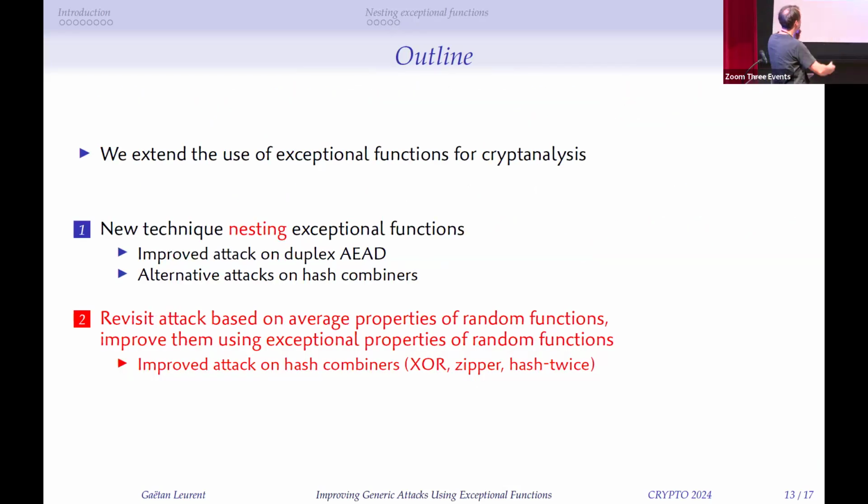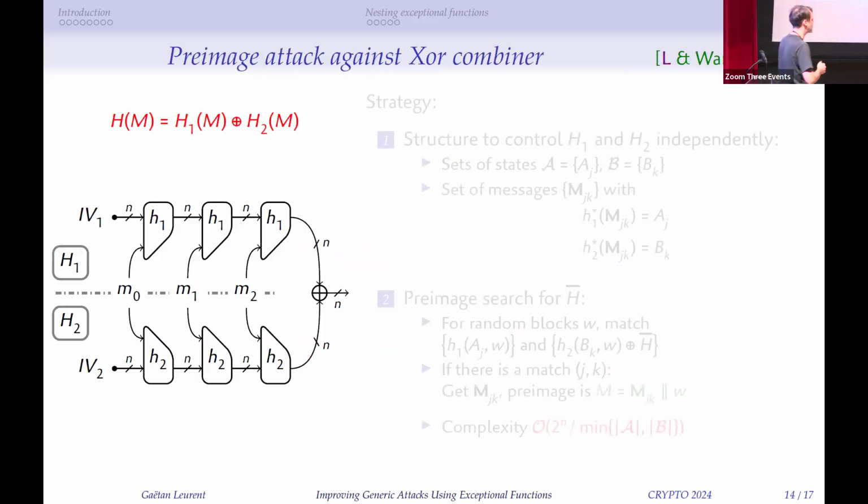So I now move to the last section. We're going to look at various attacks in the literature that are based on average properties of random functions, and we show that some of them can be used using exceptional properties. And in particular, we look at hash combiners like the XOR combiner, the zipper combiner, or hash twice. So let's start with the XOR combiner.